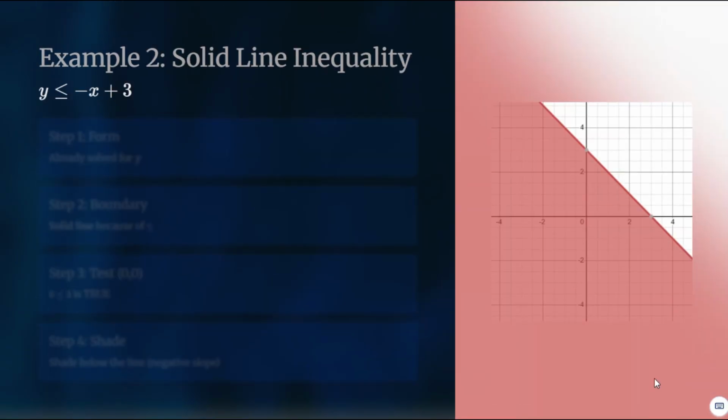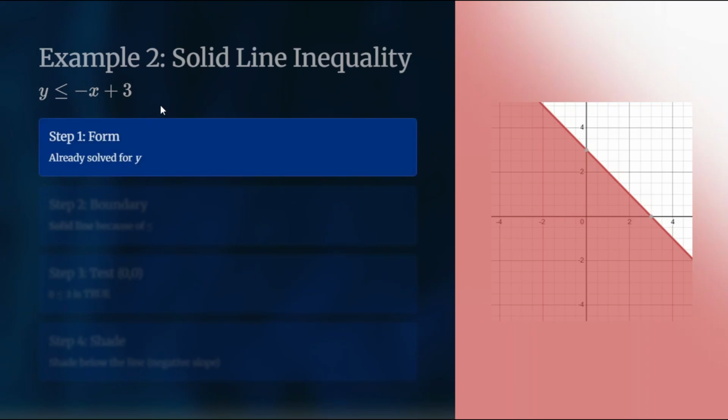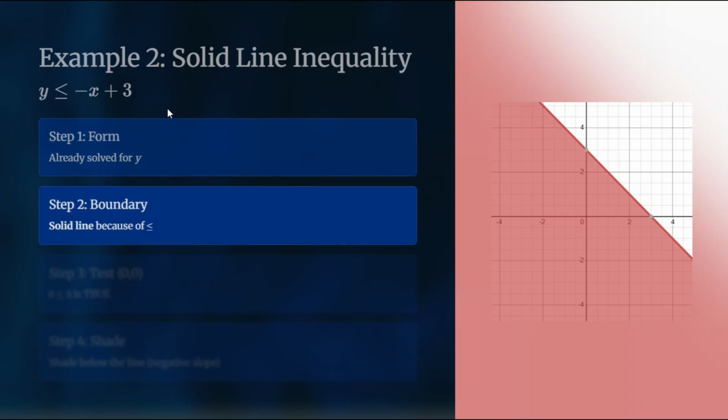Now, if we have y is less than or equal to -x plus 3, in this case, it's already in slope-intercept form. Then we can draw our line. So if we draw the line y equals -x plus 3, this is this red line right here. It crosses the y-axis at 3, and it has negative slope -1. So this is our line, and we have a solid line because our inequality is less than or equal.